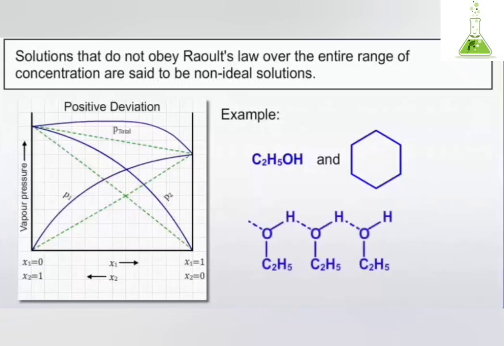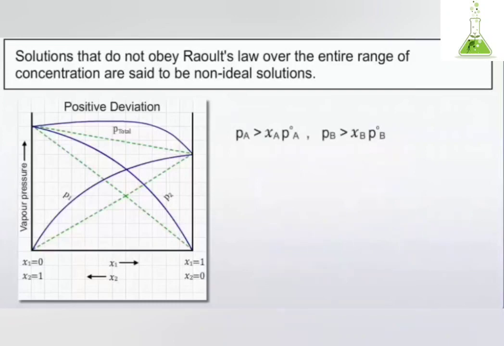Before the process of mixing, the ethanol molecules are in close association with each other due to extensive hydrogen bonding. When cyclohexane is added to ethanol, the cyclohexane molecules get in between the ethanol molecules and there is a significant decrease in the hydrogen bonding between ethanol and ethanol molecules. Now it becomes easy for the ethanol molecules to escape to the gaseous phase and show a higher vapor pressure, and thus exhibit positive deviation from Raoult's law.